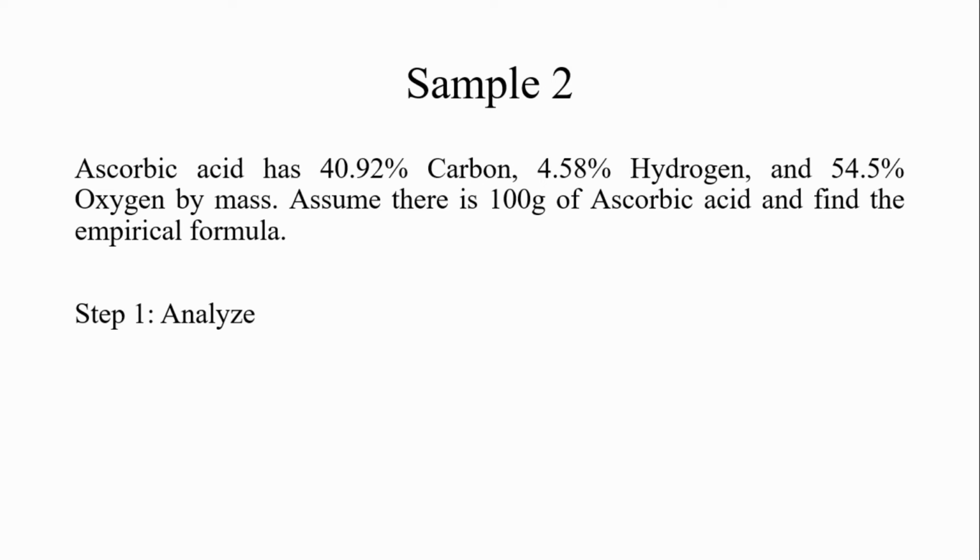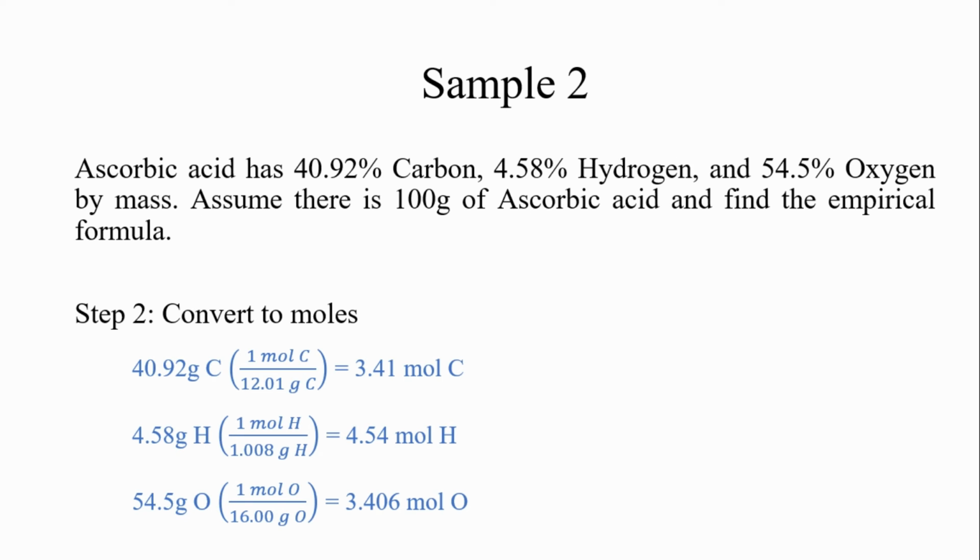So step 1, let's analyze the problem. It tells us that it has 40.92% carbon, 4.58% hydrogen, and 54.5% oxygen by mass. Since there is 100 grams given, percentage is the grams itself. See that it has 40.92 grams of carbon, 4.58 grams of hydrogen, and 54.5 grams of oxygen. Now that we have grams, let's now convert to moles.